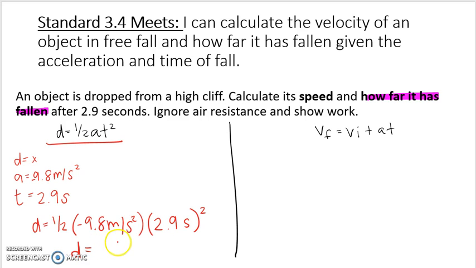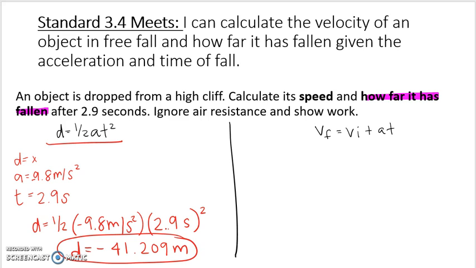If I plug all this into my calculator in the correct order, I get a negative 41.209 meters. Now again, if you had not plugged in a negative 9.8, you'd end up getting a 41.209. Either is correct as long as you understand that distance in this situation, if the object is dropped, it's fallen a distance from the top to the bottom.